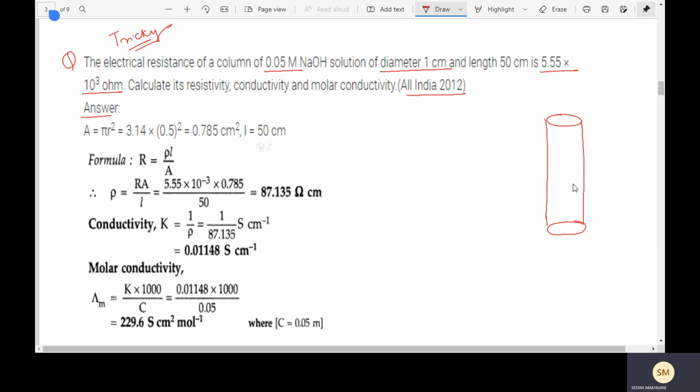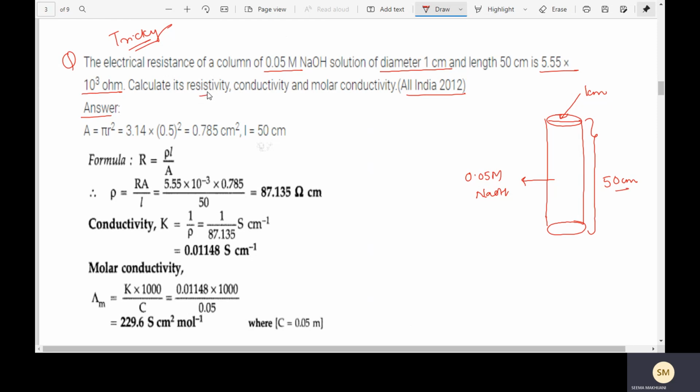इस कॉलम के अंदर जो चीज डली हुई है, is a solution of 0.05 molar NaOH का सॉल्यूशन. इसका diameter is given to you as 1 centimeter and the length of the column is given to you as 50 centimeter. Now what are you asked?